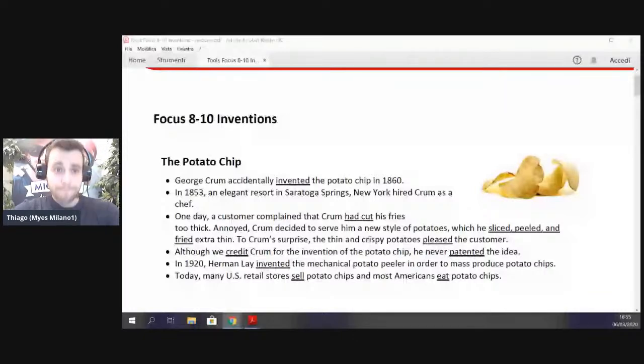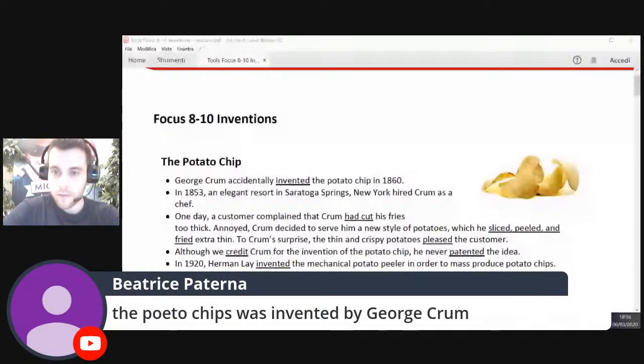So let's have a look at that first one, guys. So George Crumb accidentally invented the potato chip in 1860. So let's do that first one together. So first, just identify the object. The potato chip. We're talking in singular. Okay. Now we need to put verb to be. As you can see, the tense here is past simple, invented. So I just take verb to be and conjugate it in the past simple. So the potato chip was, very nice, Beatrice, the potato chip was invented by George Crumb in 1860. Wonderful. Perfect. Okay, so just be careful with the spelling of potato, which you can see up there, but the example is perfect otherwise. Okay, so the potato chip was invented by Crumb.